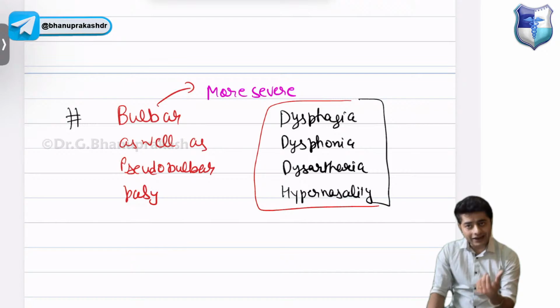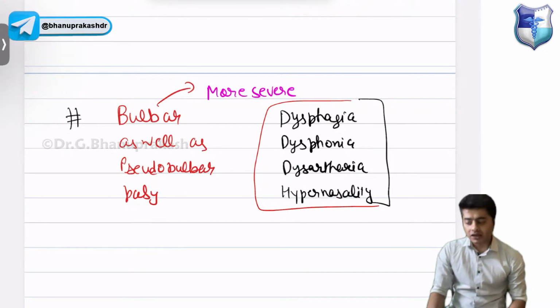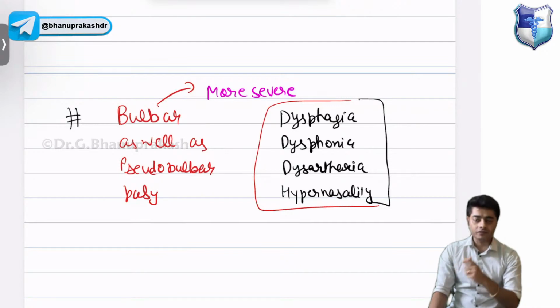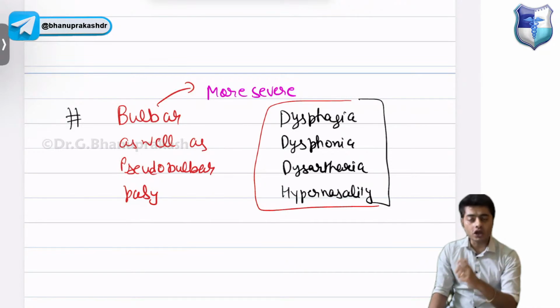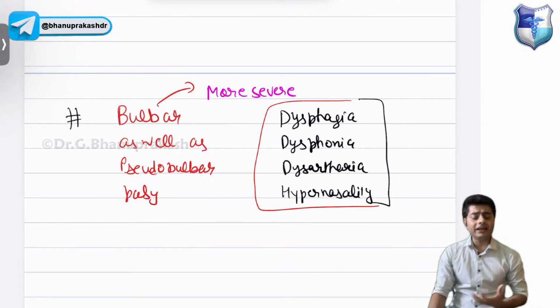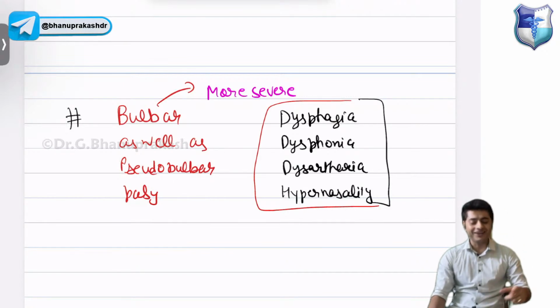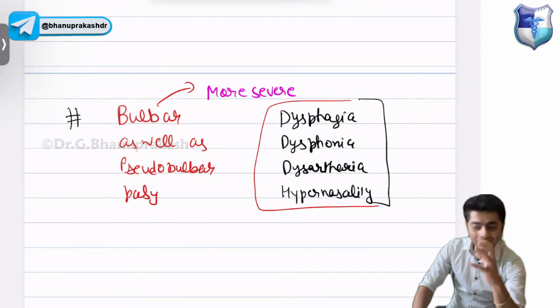And you will get a hypernasal voice, a voice which has a twang of your nose. It will sound like the voice is coming from the nose. See the voice nasality, yeah, you are right. Okay, so there will be nasality.